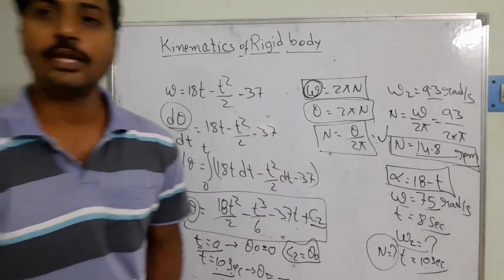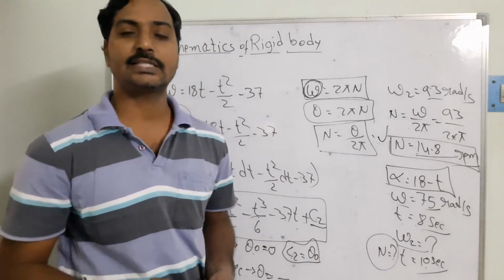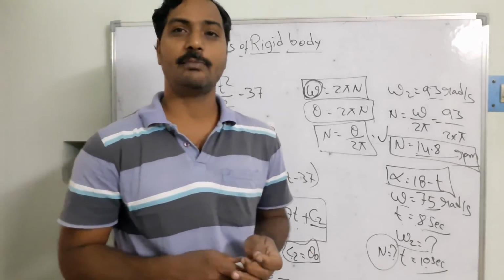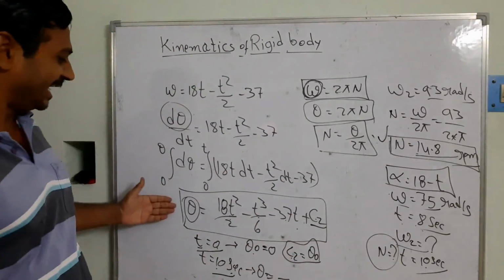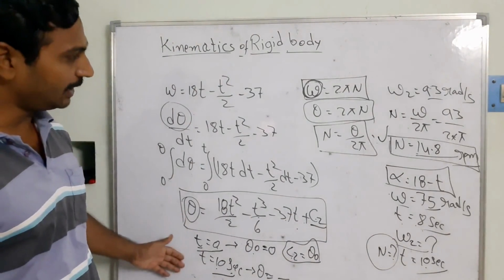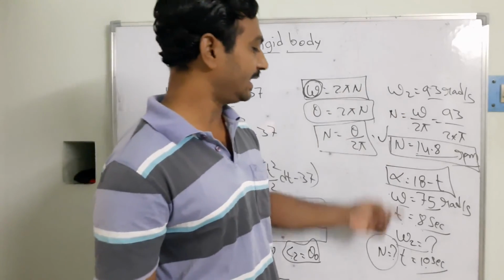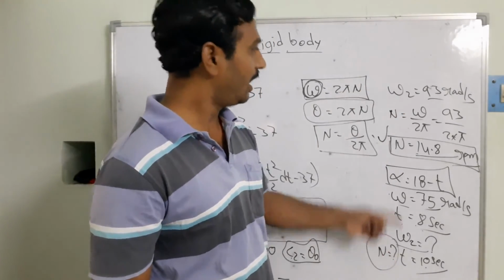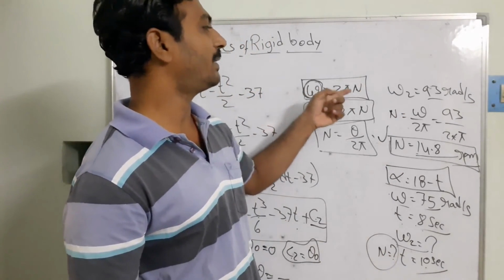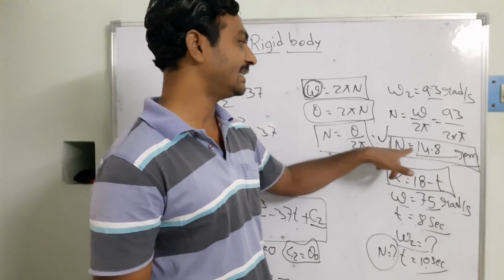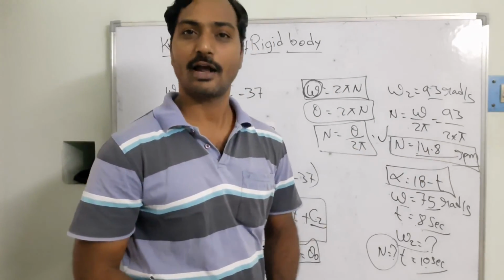I hope you are able to understand this concept, how to solve this one. Either by using this method, by using integration, calculating the angular displacement, and then substituting in this equation. Or if you have omega at 10 seconds available, then I have the formula omega is equal to 2 pi n. Then I can calculate n, and this is in RPM.